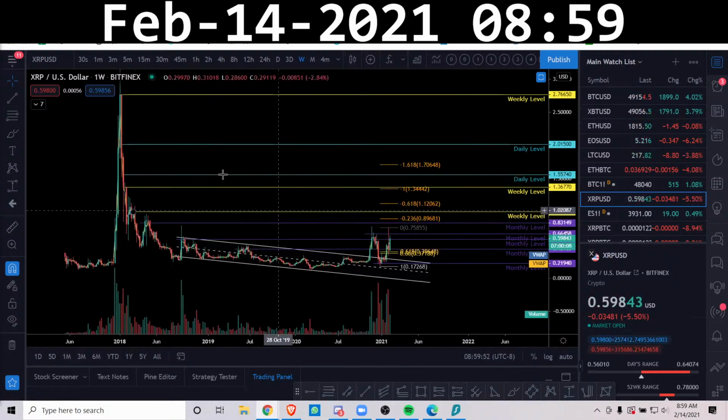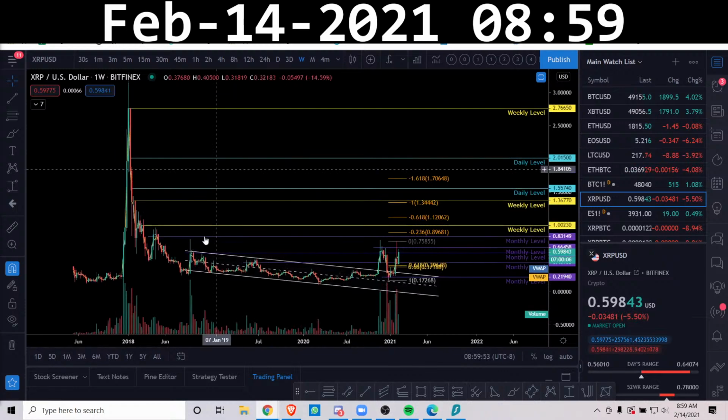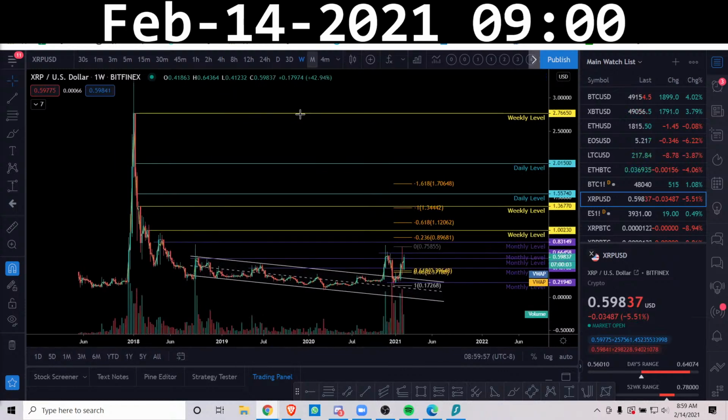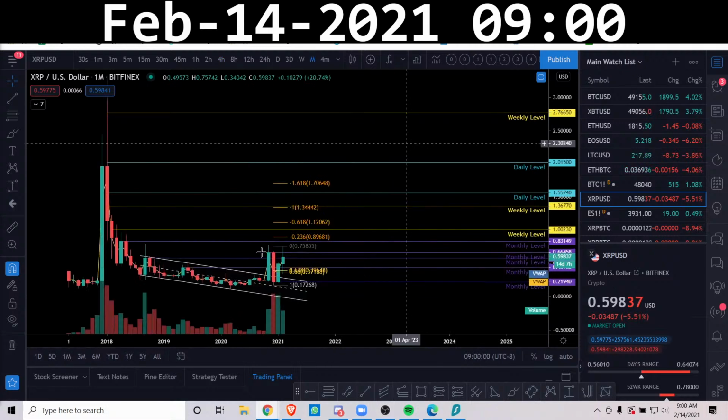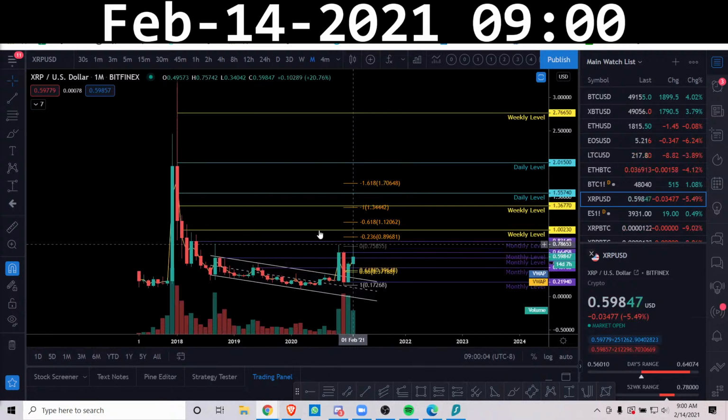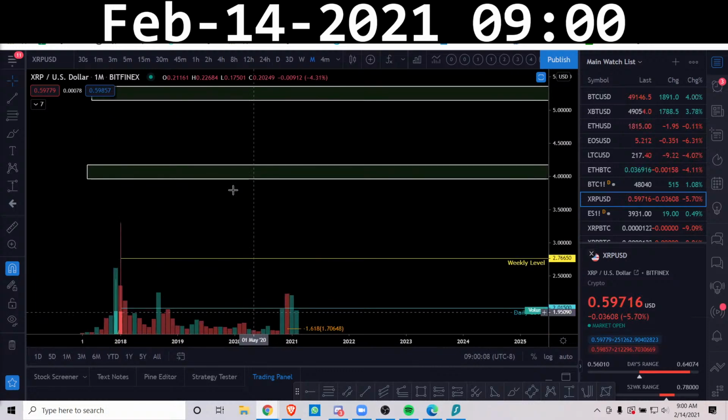Because this is a massive inefficiency. There's no support made on the way down, so that means there's no resistance on the way up. Oh my goodness.